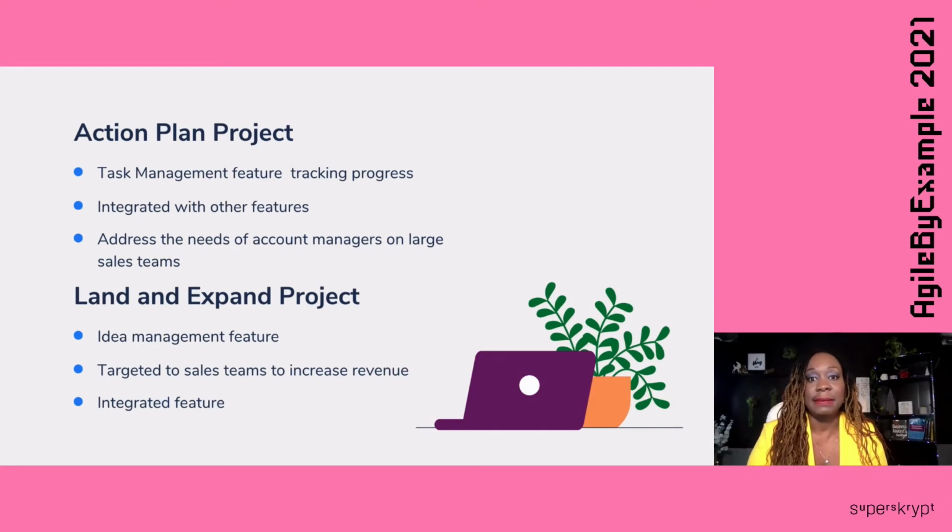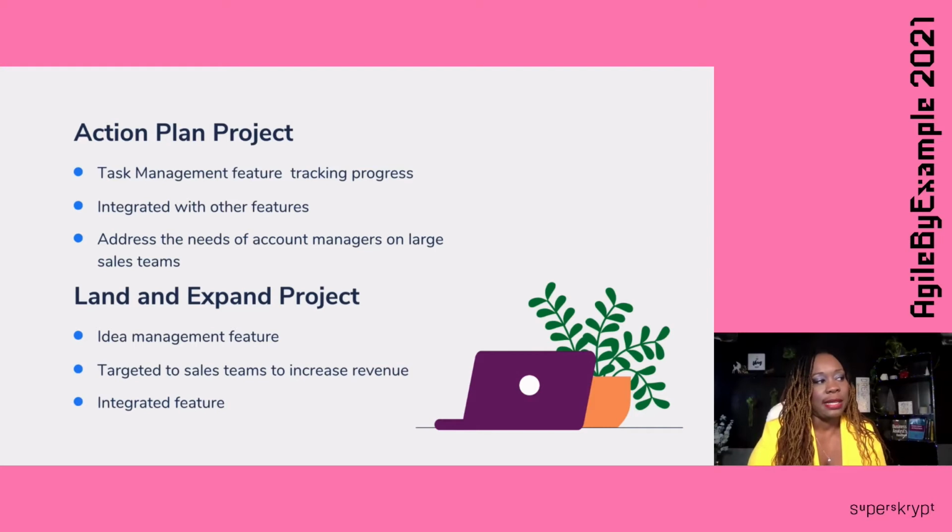And some of these teams can have 30 people, 45 people, really huge sales teams going after really, really huge deals. How do you help them to be more successful? How do you help them strategize their planning? And that's what the Action Plan Project was about. And it was mainly for the account managers as the users.